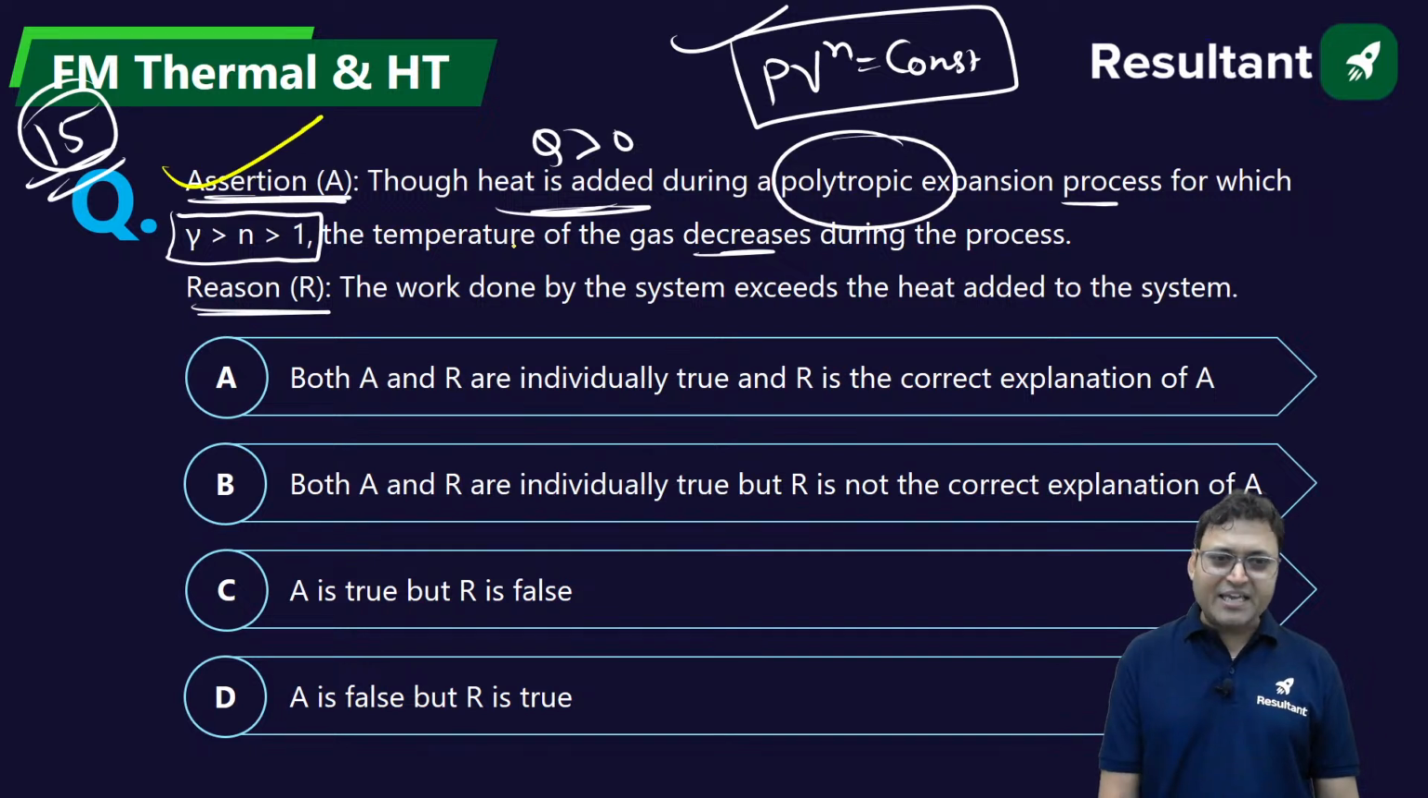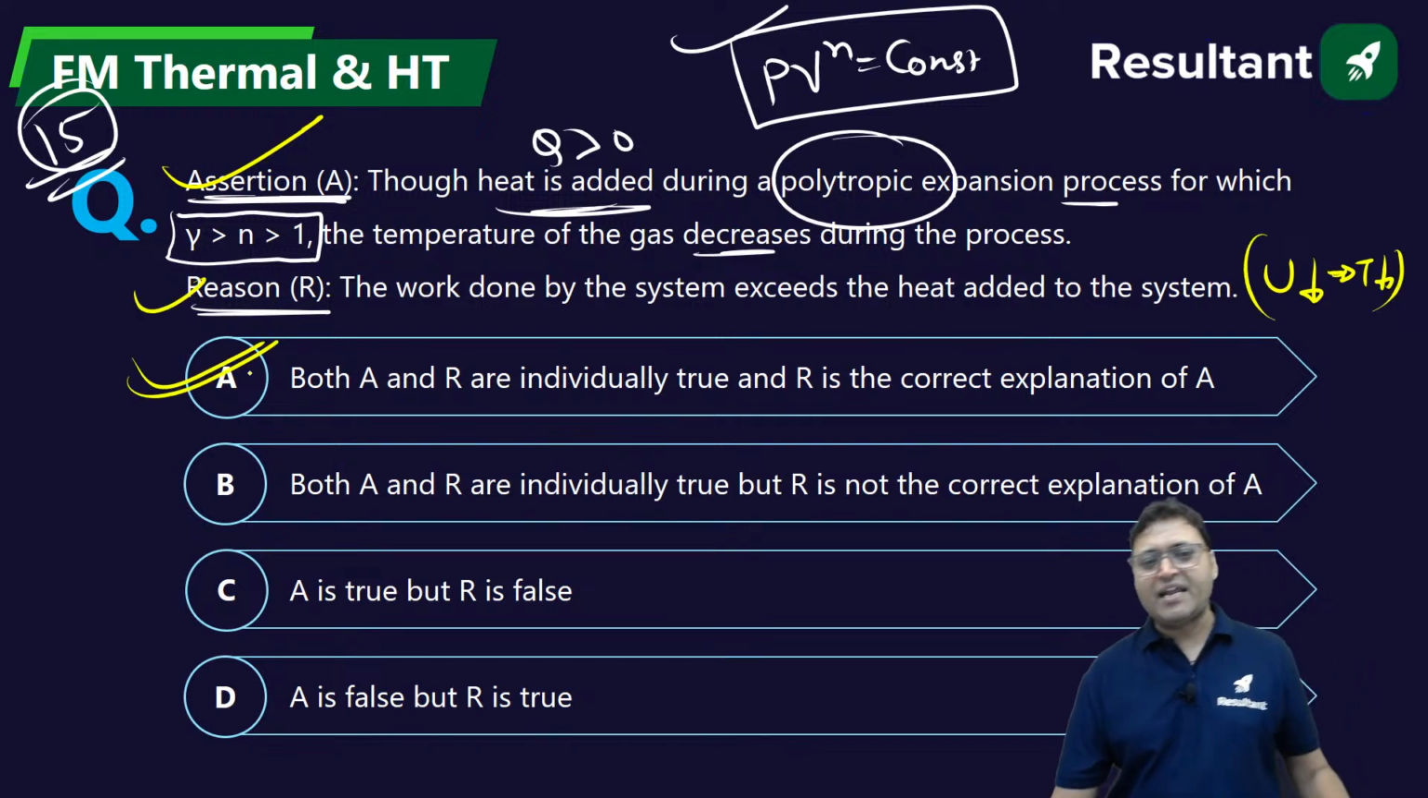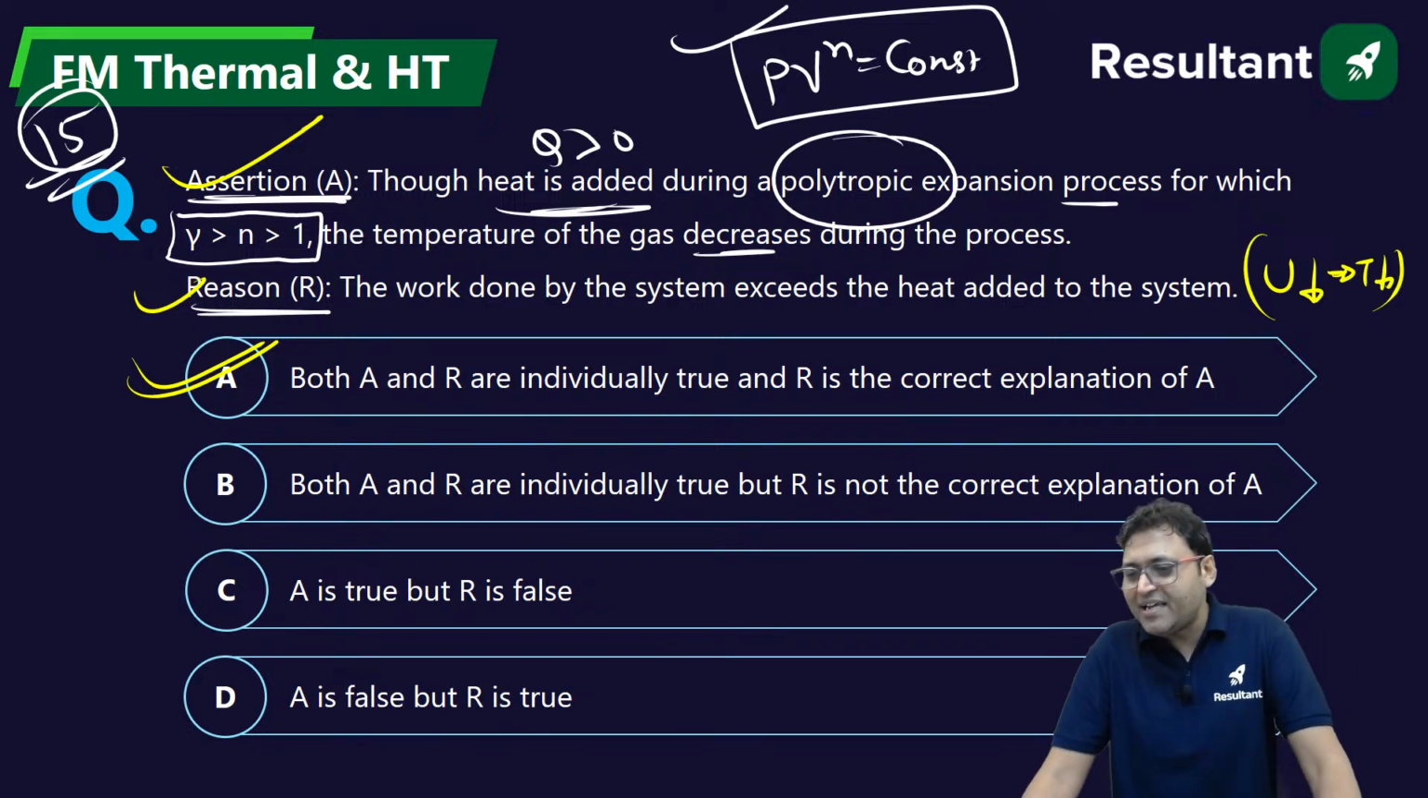So the assertion is true. The reason says the work done by the system exceeds the heat added to the system. That is also true. That is why internal energy will decrease, or temperature will decrease. So assertion and reason both are individually true, and the reason is the correct explanation of the assertion.